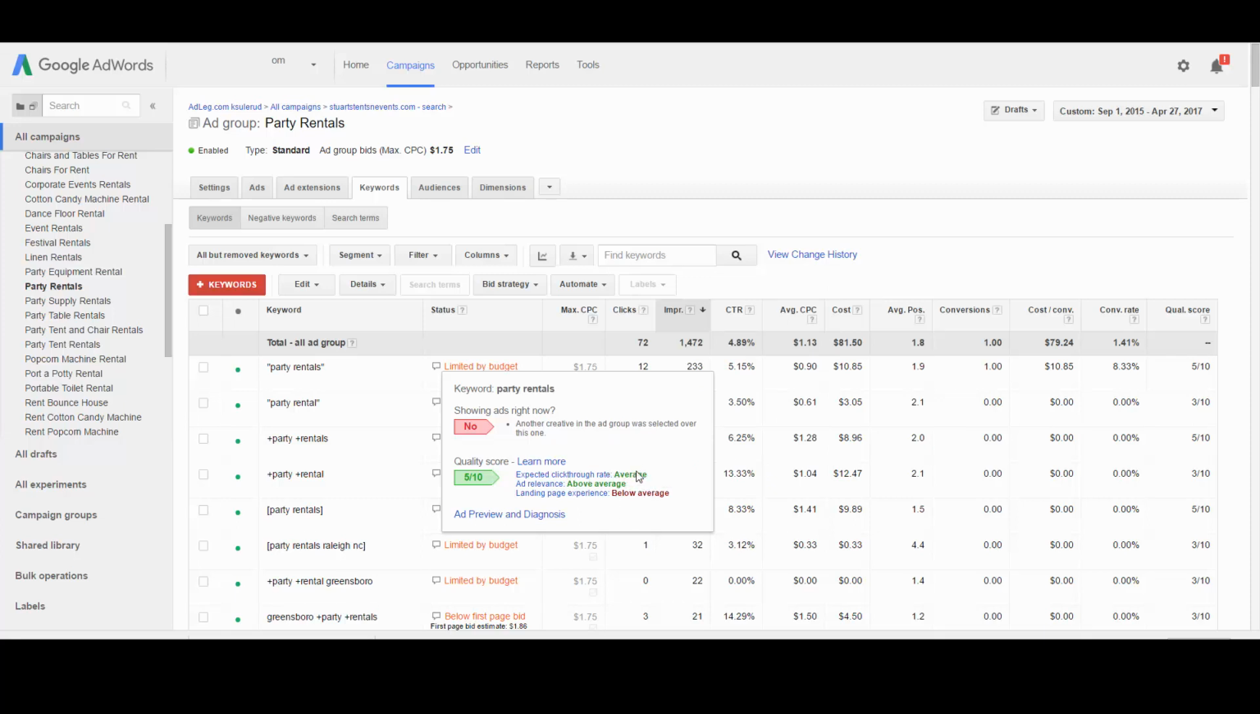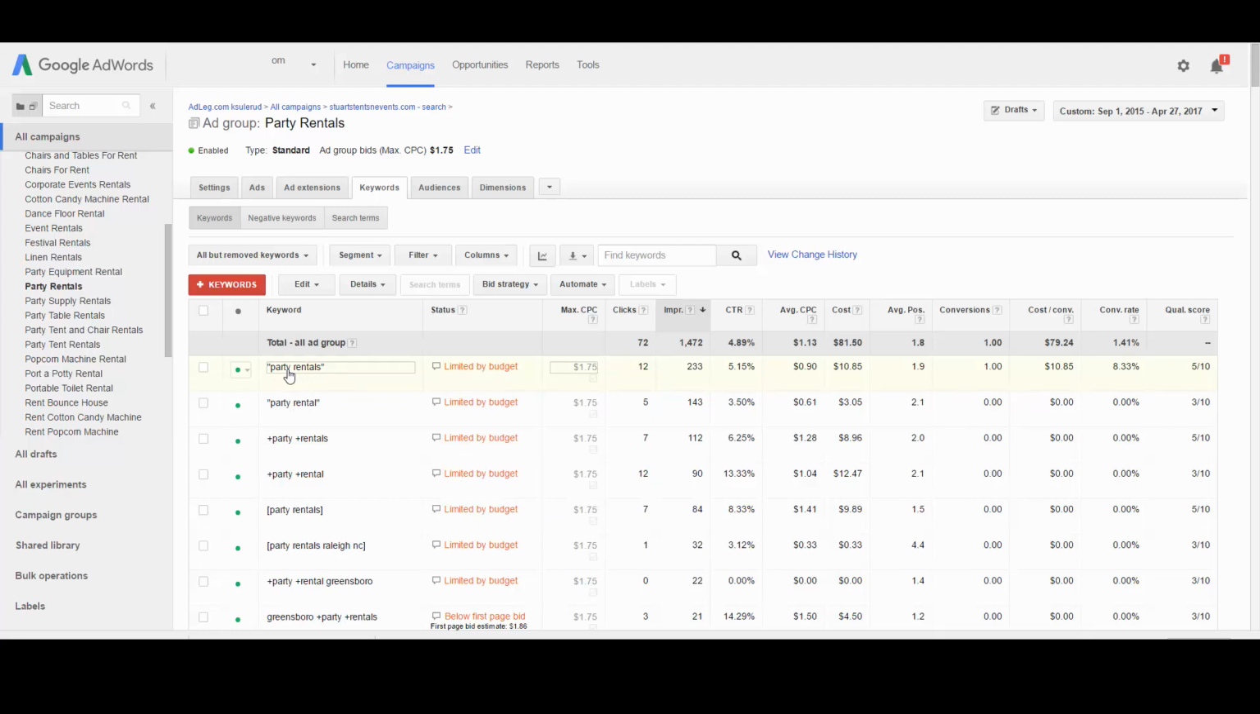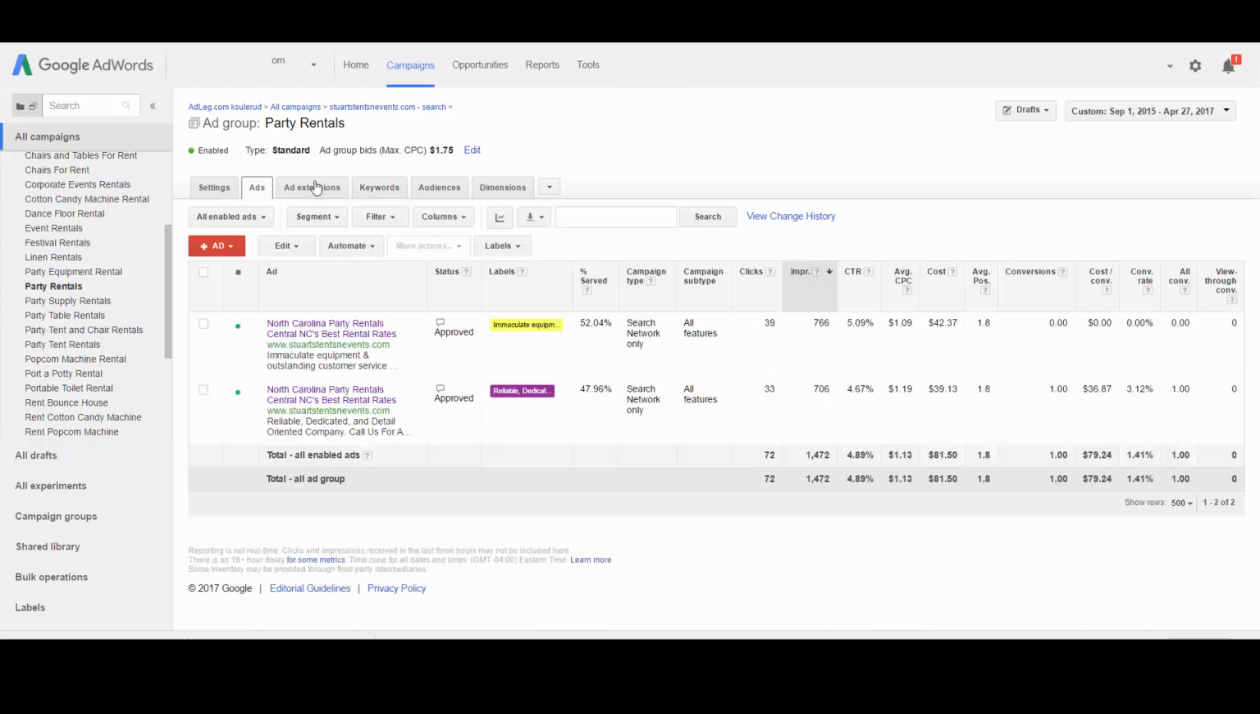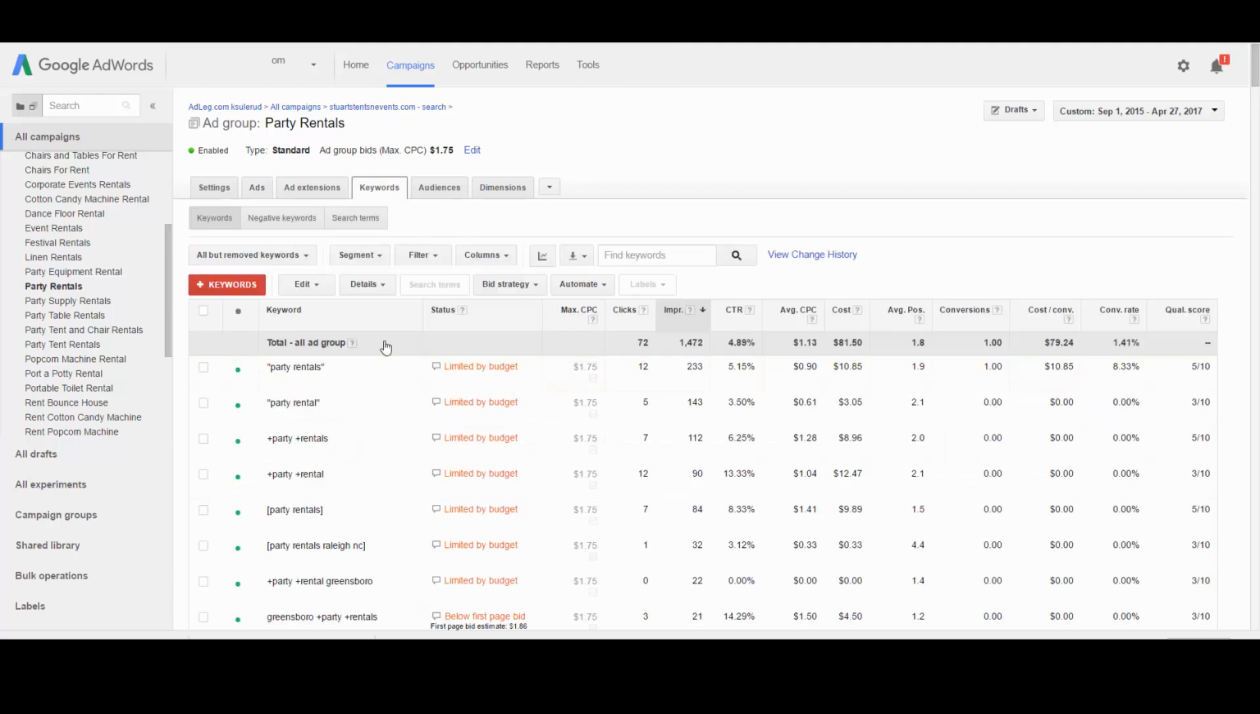So because we've put that keyword in its own ad group and we've written an ad specifically for party rentals, okay, party rentals is right in the ad. Now we've been able to increase the quality score to 5 out of 10. And look what else happened.